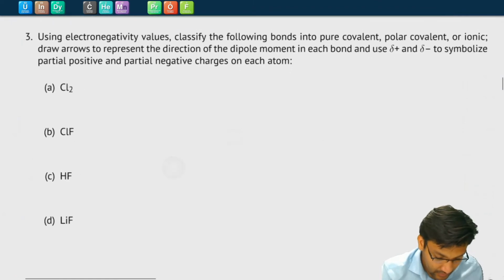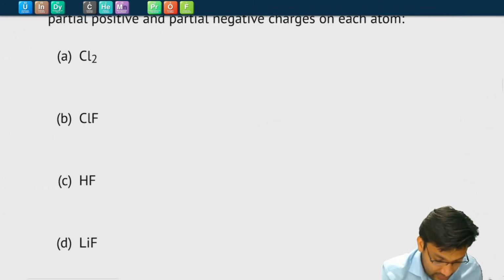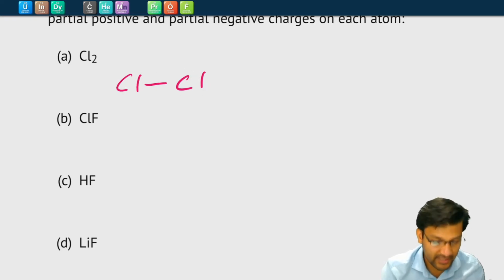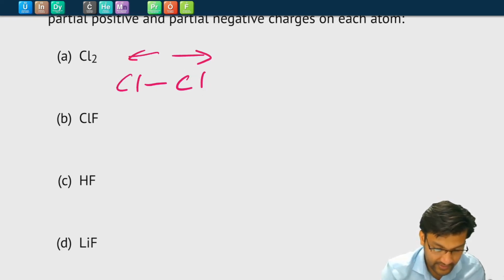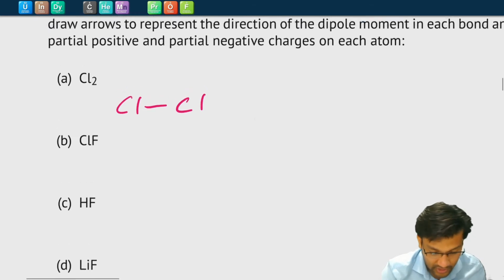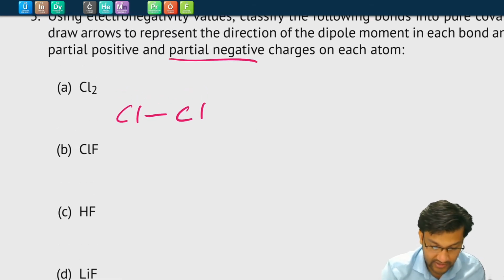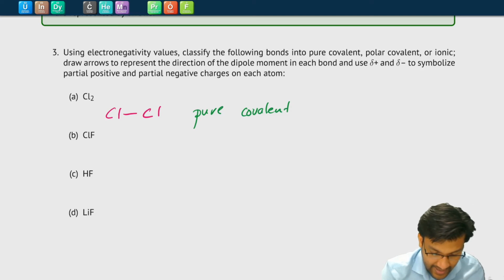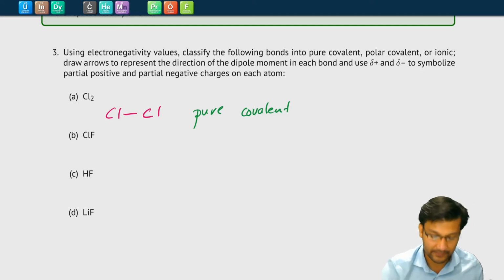All right, so chlorine, Cl2, we know that these elements are the same, so they're going to pull on this bond equally in equal opposite directions. So there's going to be no charges anywhere, even partial charges, and so this is going to be what we'll call pure covalent, and there's going to be no dipole moments.